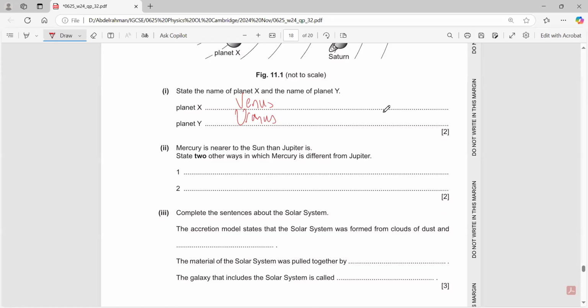Two other ways. It's quite close. So, smaller. Yes, excellent. What else? Smaller and the structure. What about the structure of Mercury compared to Jupiter? Mercury is in the first group. What do I mean by first group? It is rocky. Yes. So Mercury is smaller, and Mercury is also rocky. Yes, excellent.